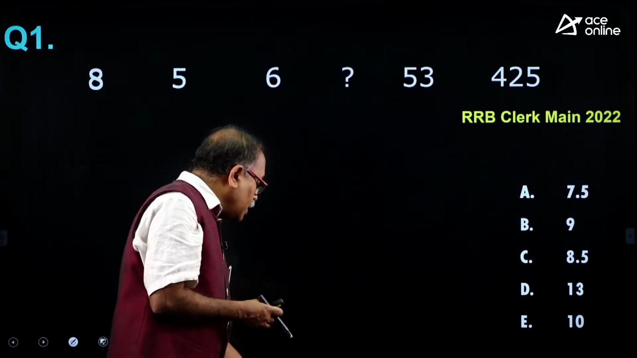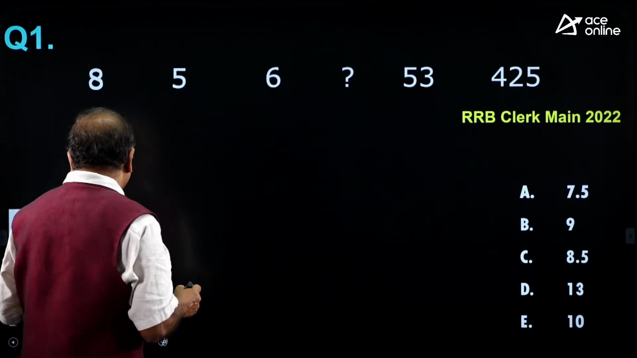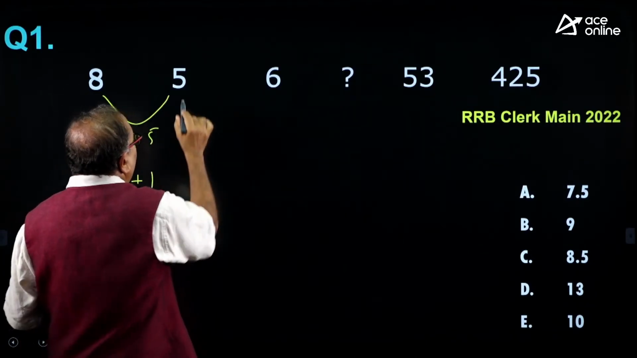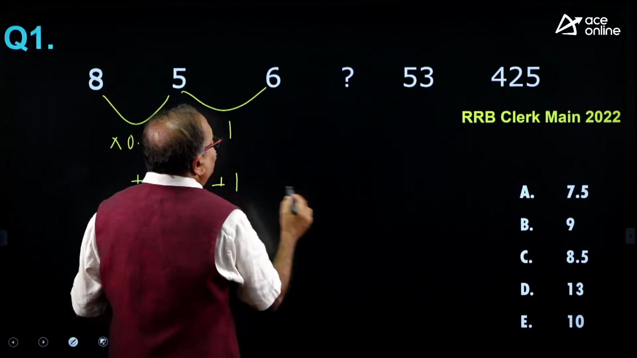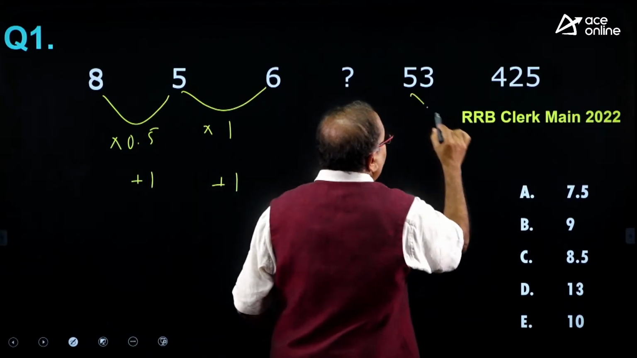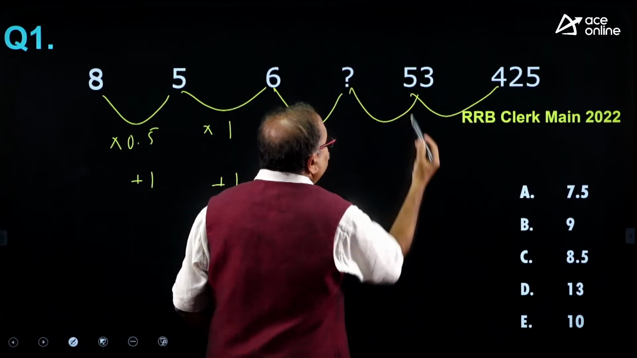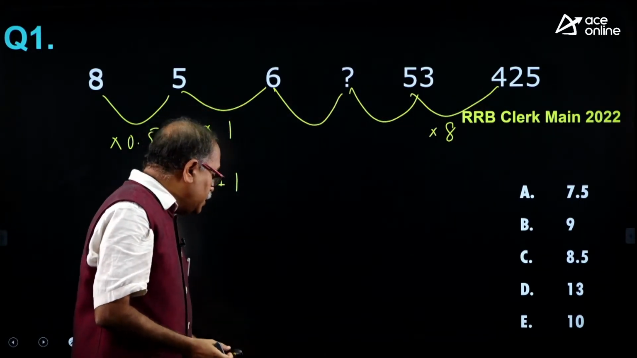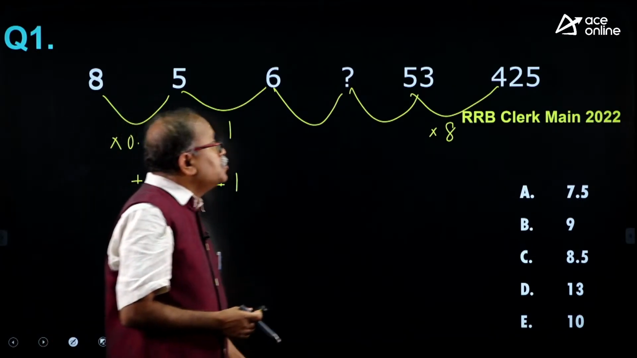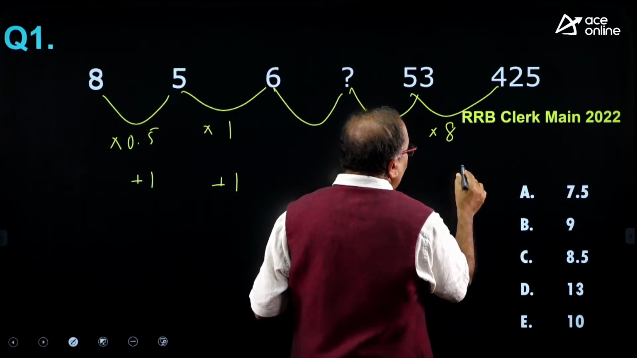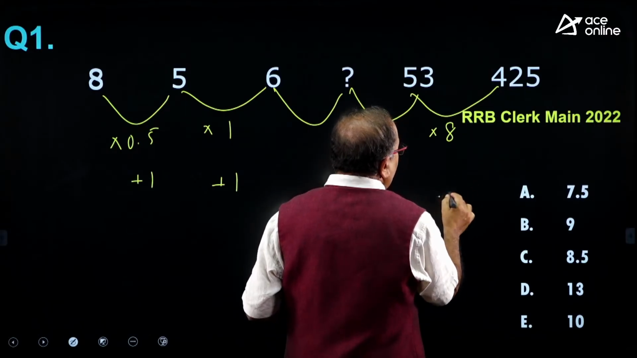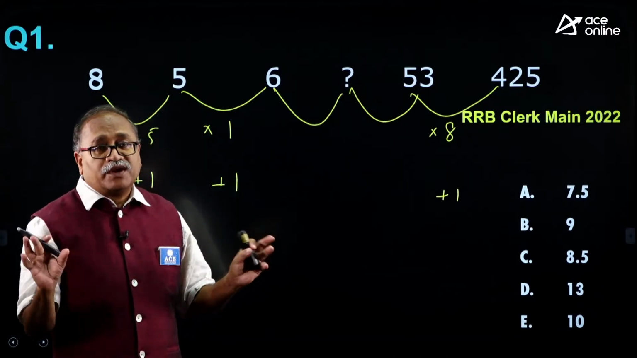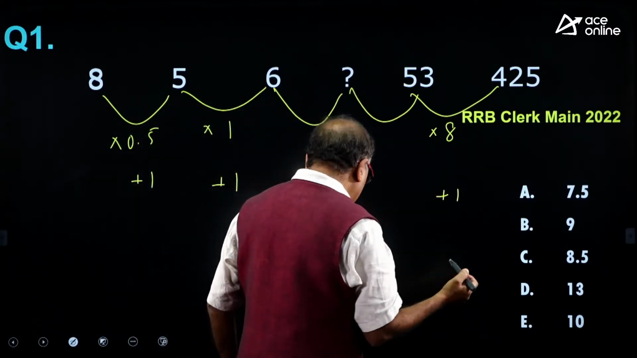Now, I will show you how to answer this question. As we have already discussed, from here to here it is into 0.5 plus 1, and here it is into 1 plus 1. Then what could it be from here to here? This is 1, this is 2, and then I see that this is into 8. 5 8s are 40. So, 8 3s are 24 plus 1 is 25, and 8 5s are 40, 400. So, it is very clear that it is into 8 plus 1.